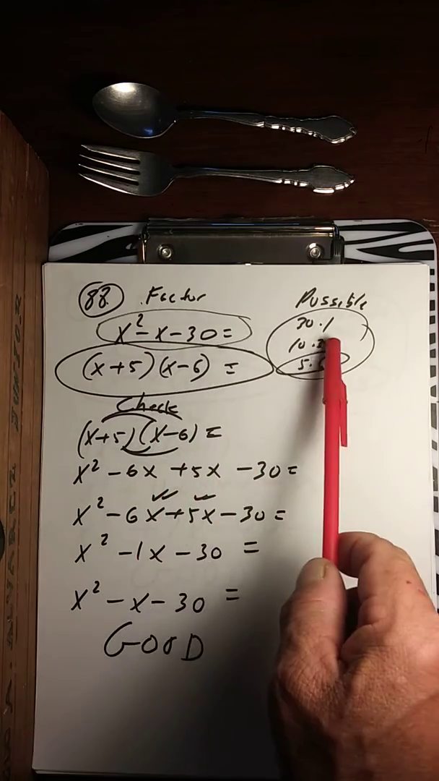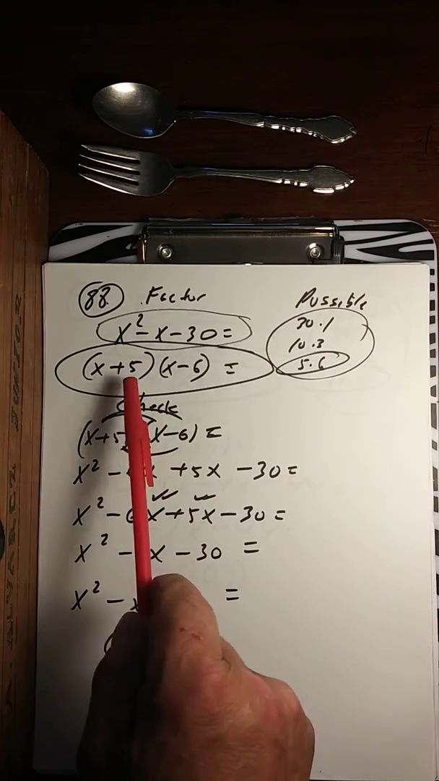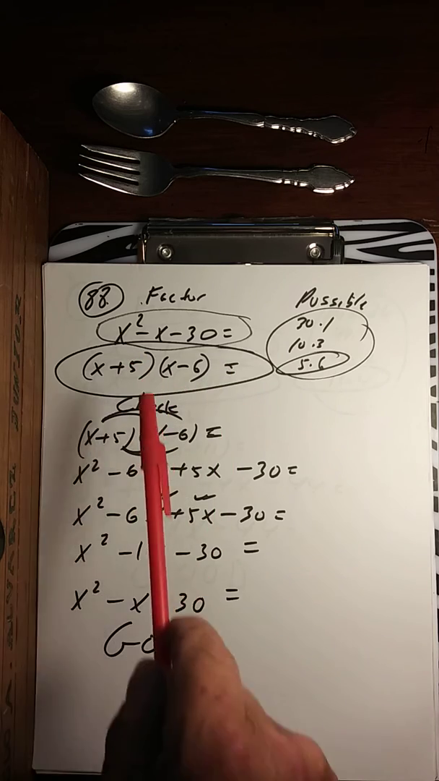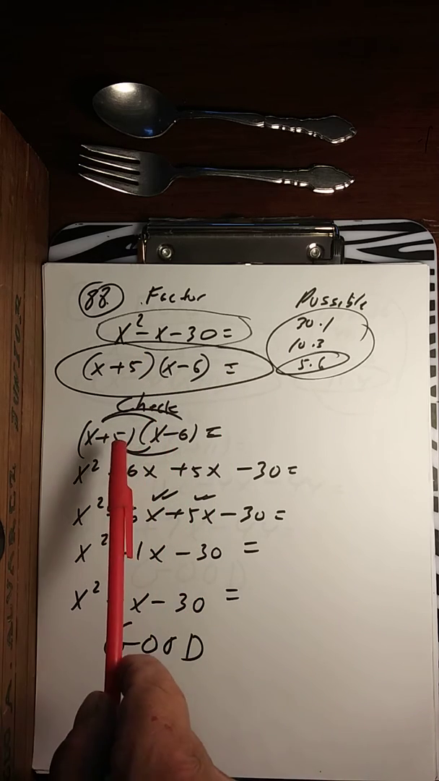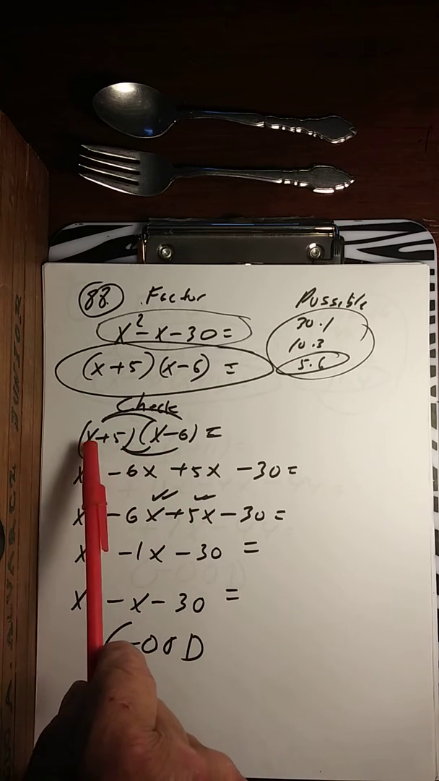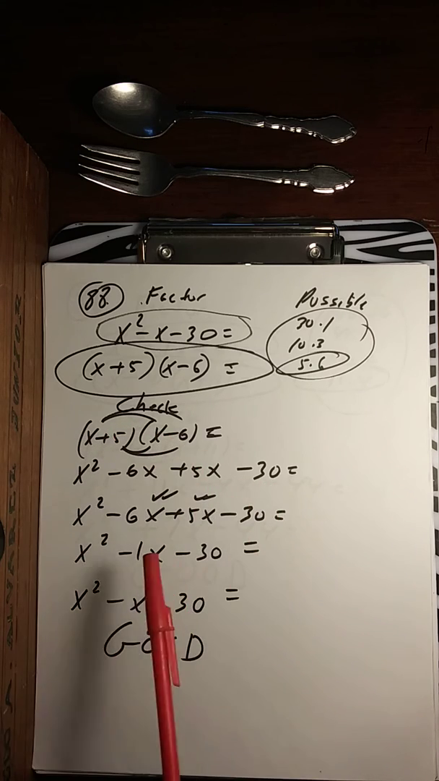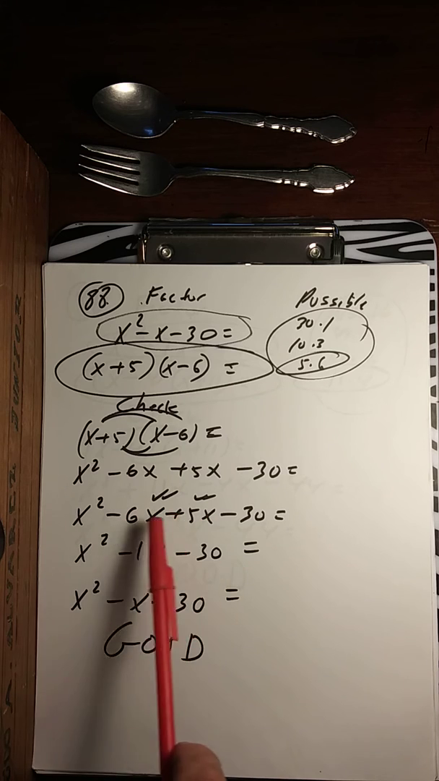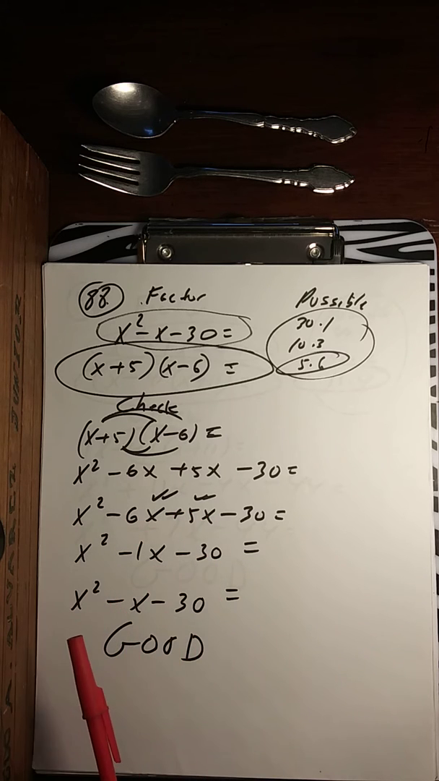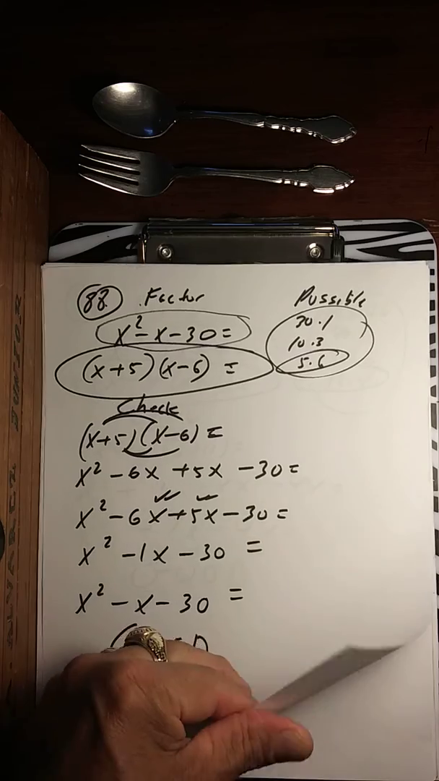Factor this. The last number is 30. Possible numbers, I'm going to go with 5, 6. x plus 5, x minus 6. Does it work? Check it. So x squared minus 6x plus 5x minus 30. This right here is going to be negative 1x, minus 30, or x squared minus x, you don't need the 1. x squared minus x minus 30. Is that right? Yes. Works. Check it.